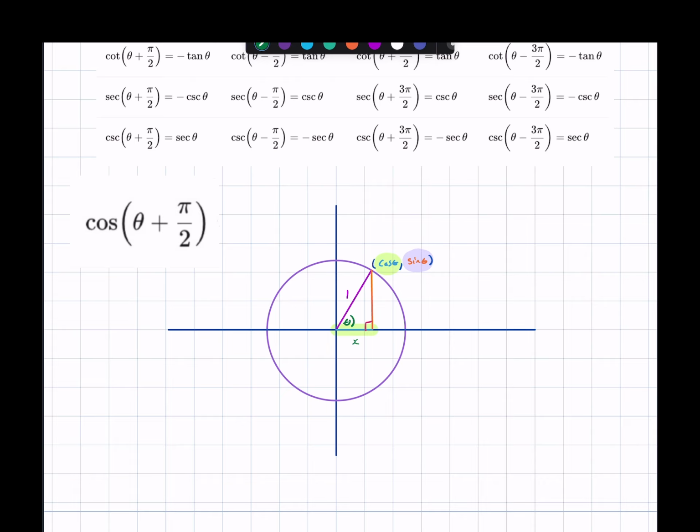It's very useful to put in the x here. I'm going to write x in there. Cos of theta is x over 1, which is just equal to x. So the cosine is the x-coordinate of this point. Same thing, the sine is the y-coordinate, right? It's how far we've gone up to get to that point.